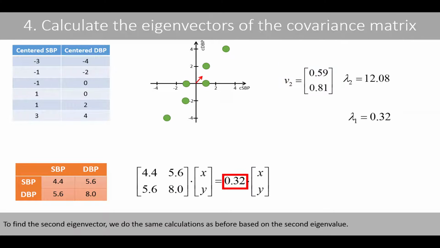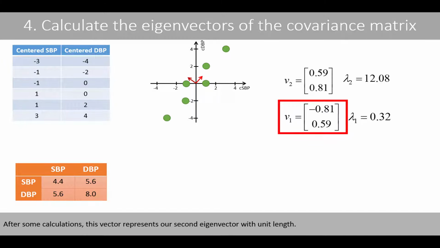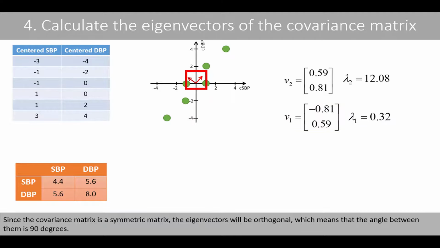To find the second eigenvector, we do the same calculations as before based on the second eigenvalue. After some calculations, this vector represents our second eigenvector with unit length. Since the covariance matrix is a symmetric matrix, the eigenvectors will be orthogonal, which means that the angle between them is 90 degrees.